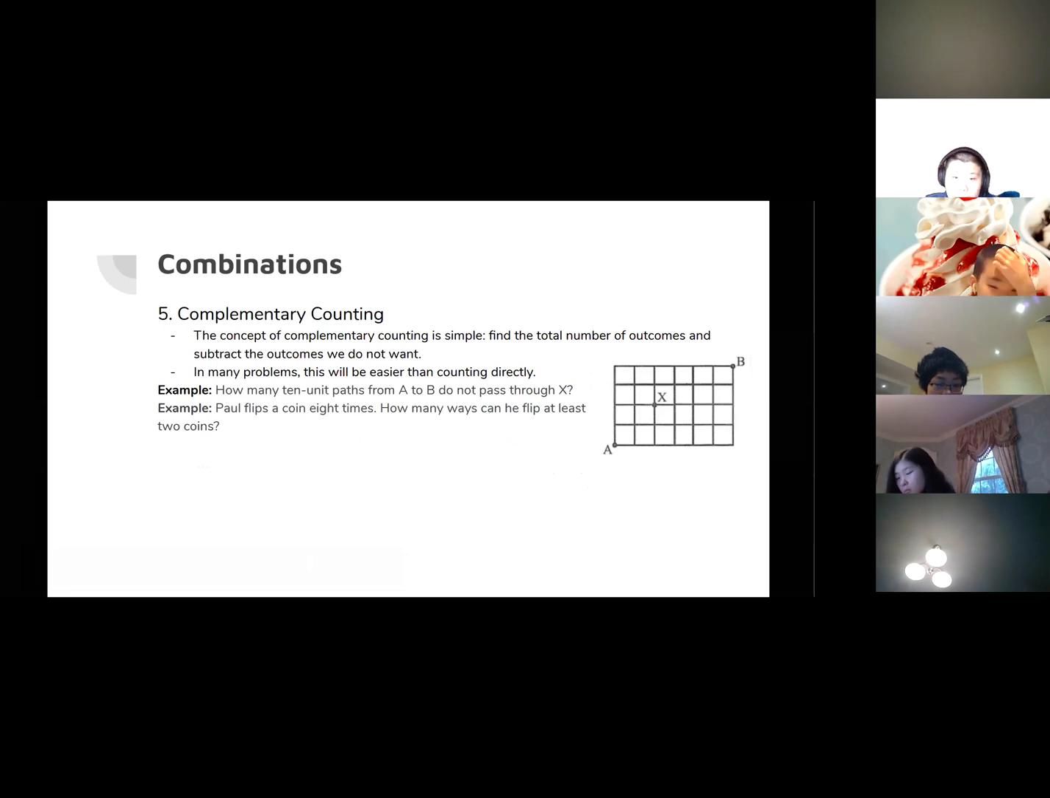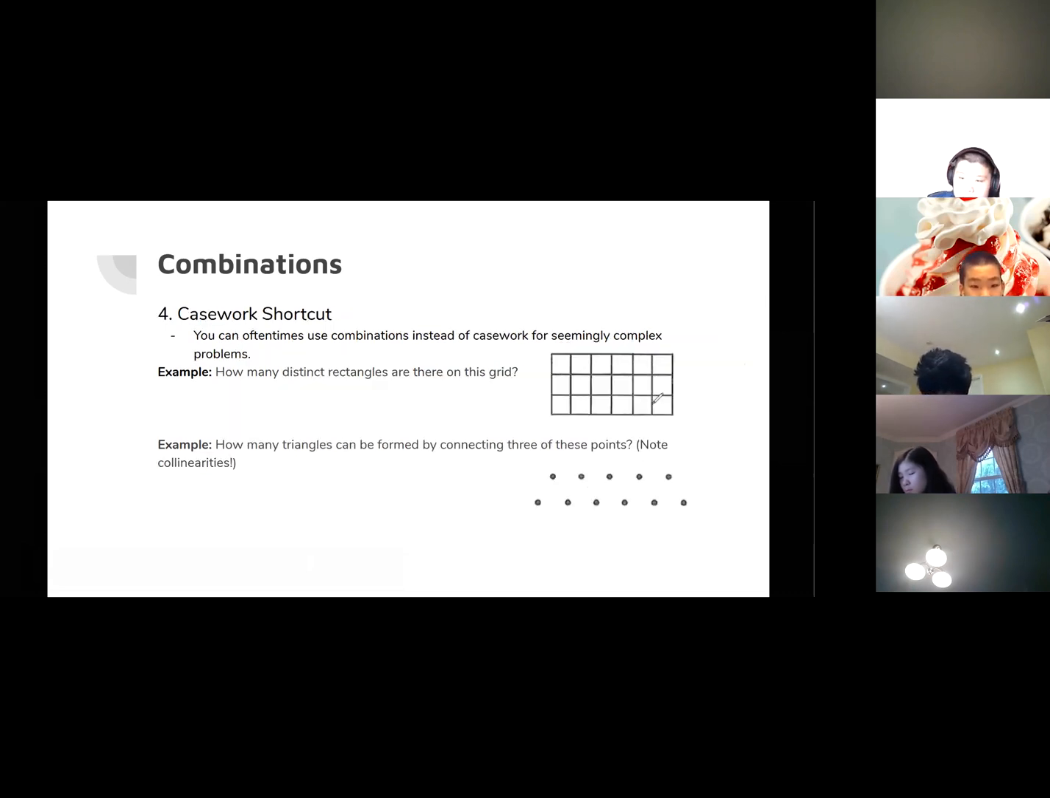Complementary counting. I alluded to this last time, but I never got to fully talk about it. So the concept of complementary counting is really simple. All we're doing is finding the total number of outcomes and subtracting the outcomes we do not want. And if you think about it, we already did that on this problem and number 3 on the homework.